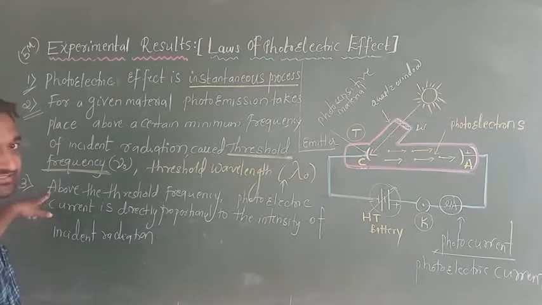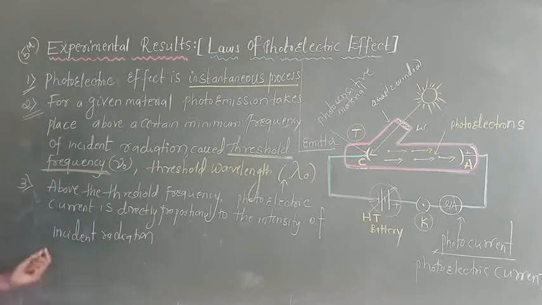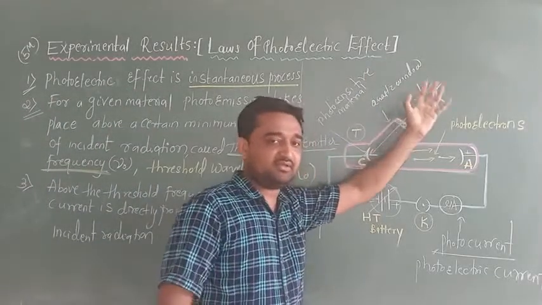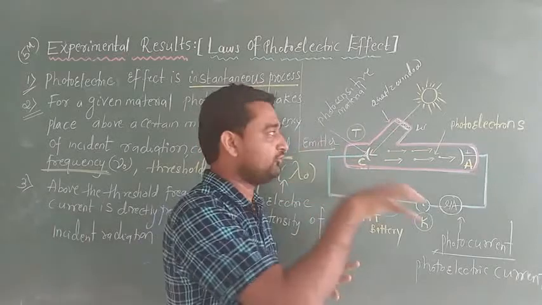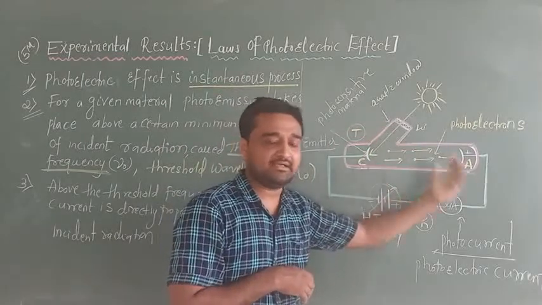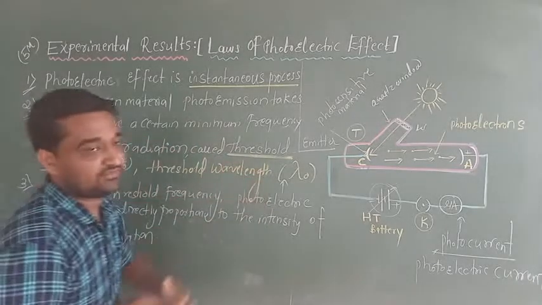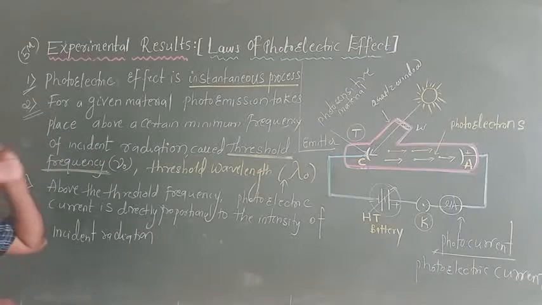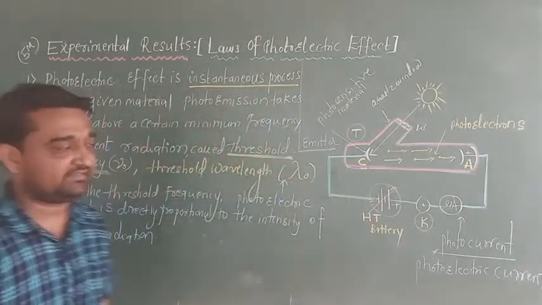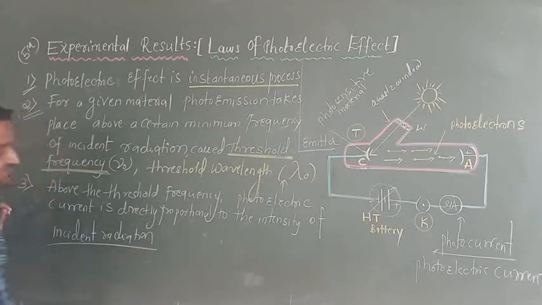So above the threshold frequency, when radiation of higher frequency is incident, what happens? Above the threshold frequency, if we keep increasing the intensity, the number of photons incident on the photosensitive material increases, that is, the number of photoelectrons emitted increases. So as a result, the photoelectric current goes on increasing. That means the photoelectric current is directly proportional to the intensity of incident radiation.